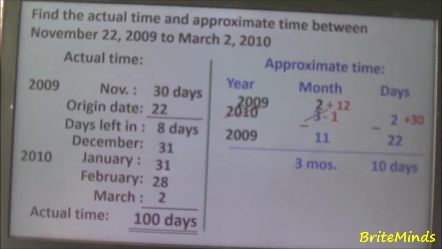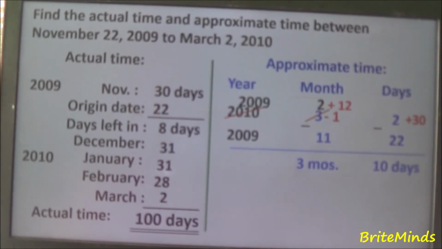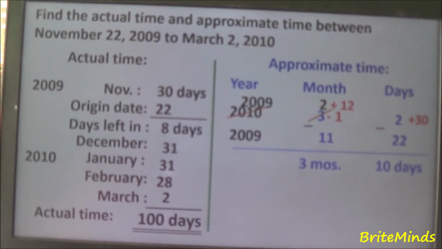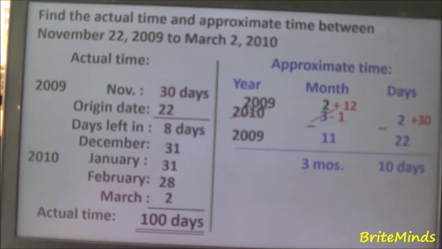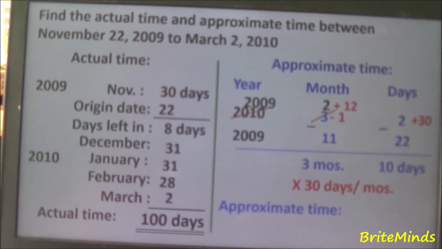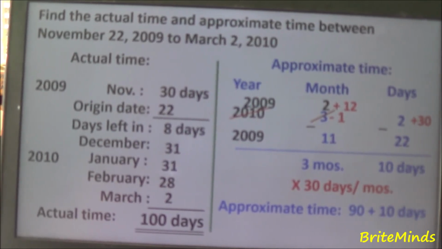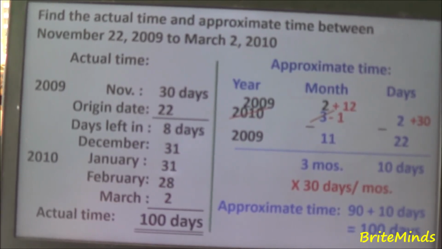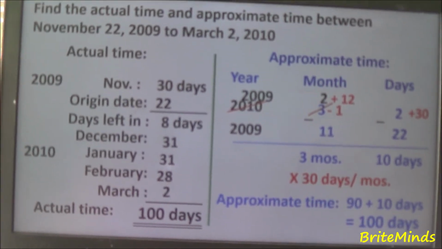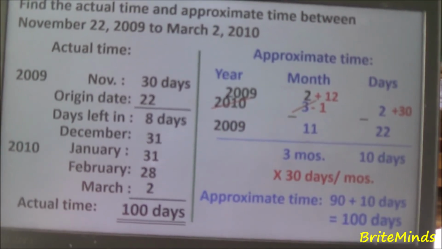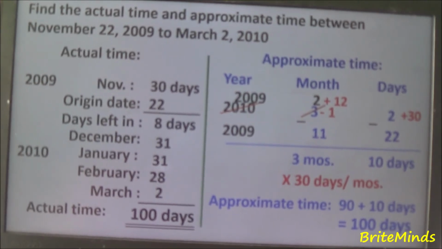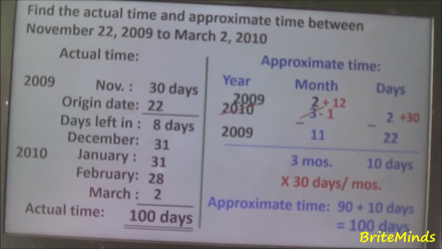Okay, so we have 3 months and 10 days as the approximate time. So we multiply 30 days to 3 months. So our approximate time is 90 days plus 10 days, which is equal to 100 days. So it's okay to have an equal actual time and approximate time.